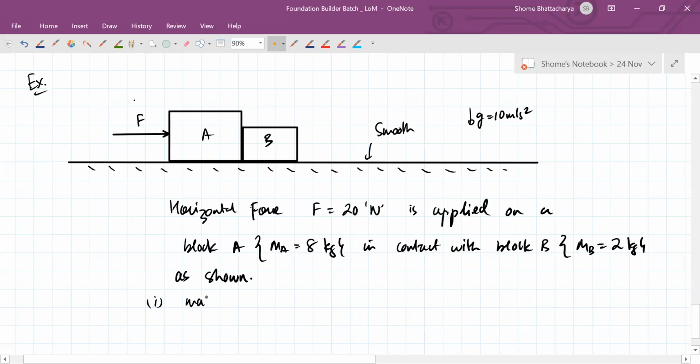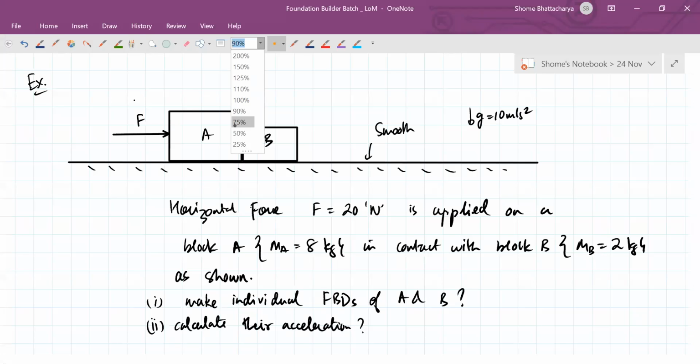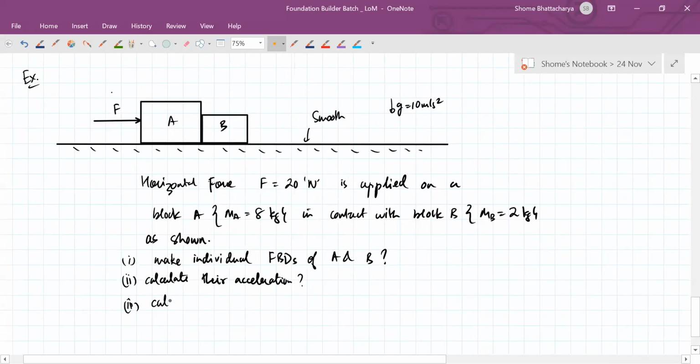So first of all, make individual free body diagrams of A and B. Calculate their acceleration and also calculate the normal reaction force between A and B. Because the two blocks are in contact, there's some kind of normal contact force between them. So you have to calculate that also.